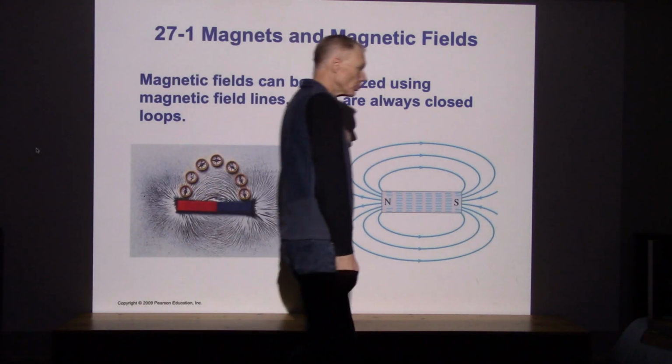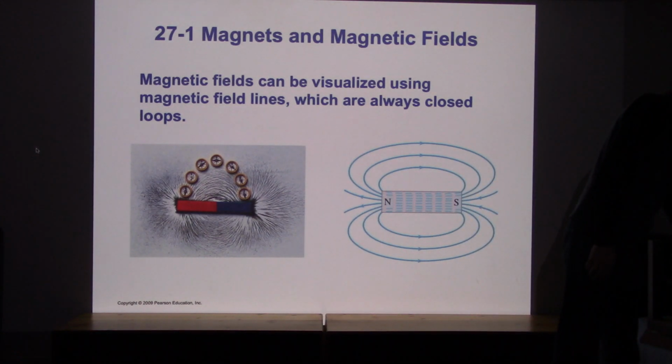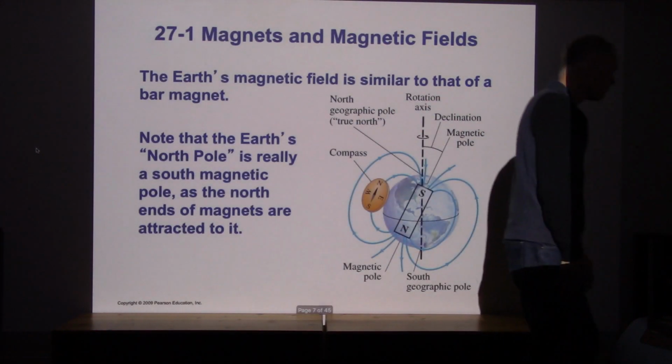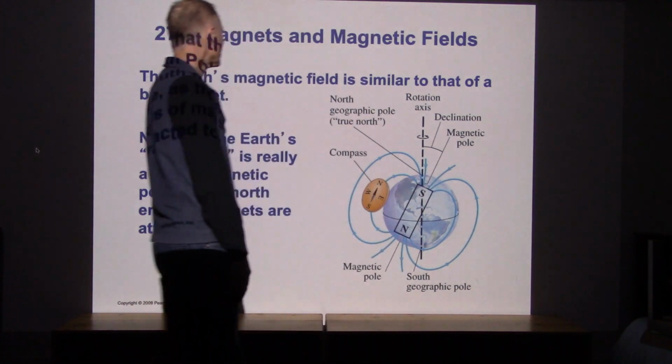And then the compasses too. So the compasses have been magnetized and they're responding to the field. So here's Earth's magnetic field.